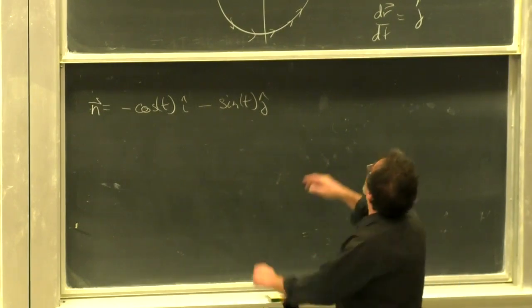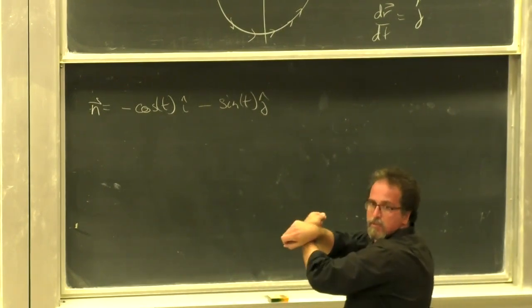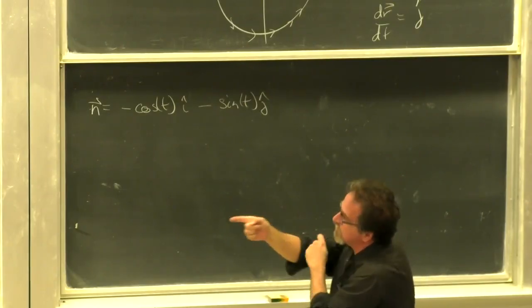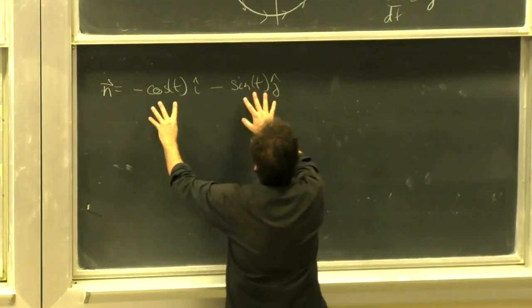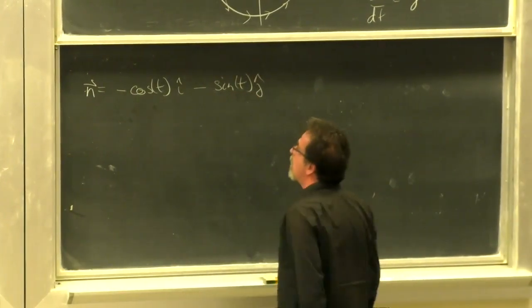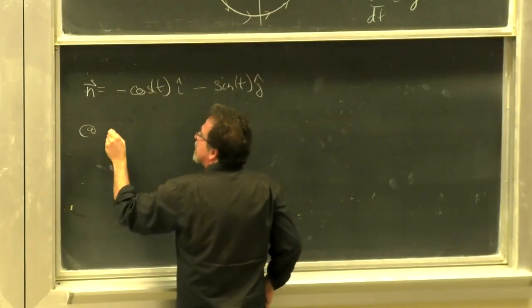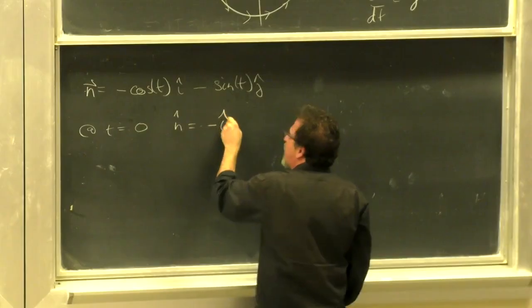So all I did was I took dr dt, swapped the two components, and put a negative sign on the first entry. That's what that told me to do over there. Now you can see, take the dot product of this with that, it's 0. But now let's evaluate n hat at t equals 0. At t equals 0, n hat is equal to negative I hat.